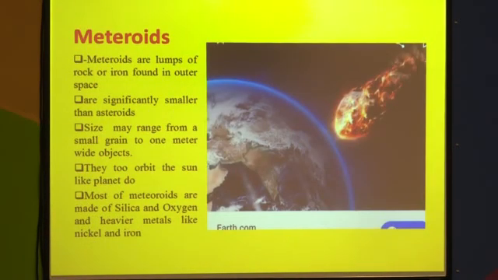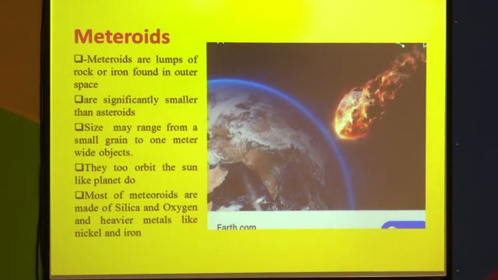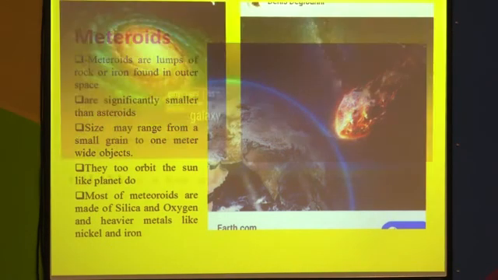Then we have gone through meteoroids. Meteoroids are also lumps of rocks or ions found in outer space. They are significantly smaller than asteroids, and most meteoroids are made of silica and oxygen, and they too orbit the sun like the planets do.